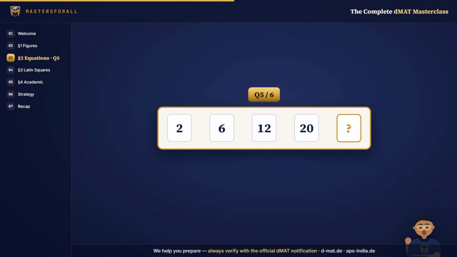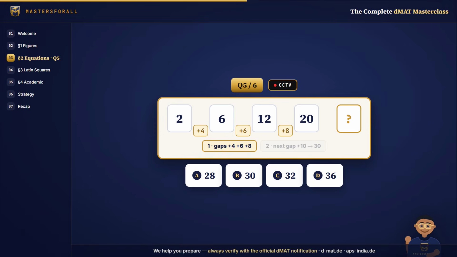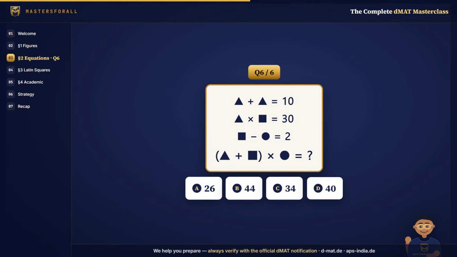A number series 2, 6, 12, 20. The rule is invisible at first. Look between the numbers, the gaps 4, 6, 8, growing by 2. Next gap 10, 20 plus 10, 30. The answer is B. Section finale, every move at once. Take your time.